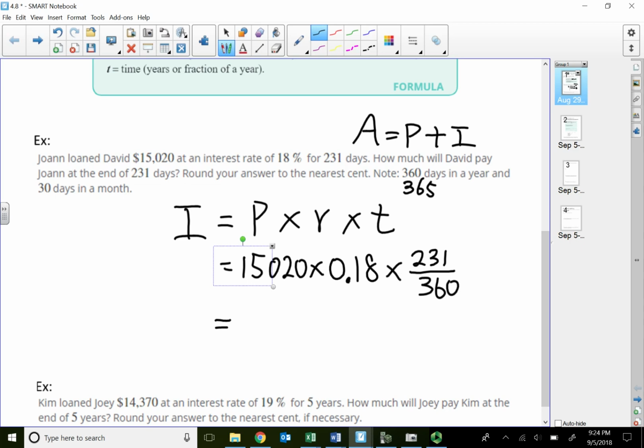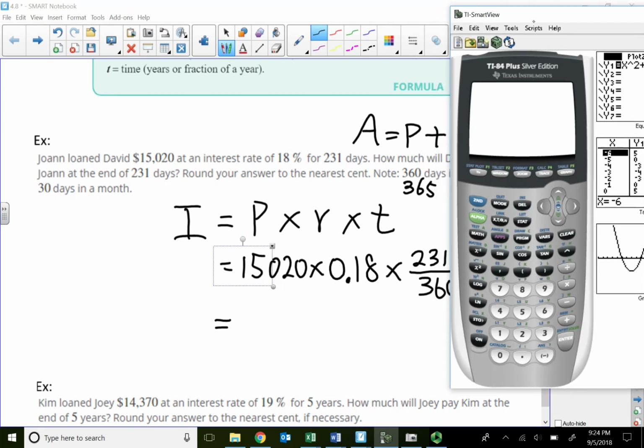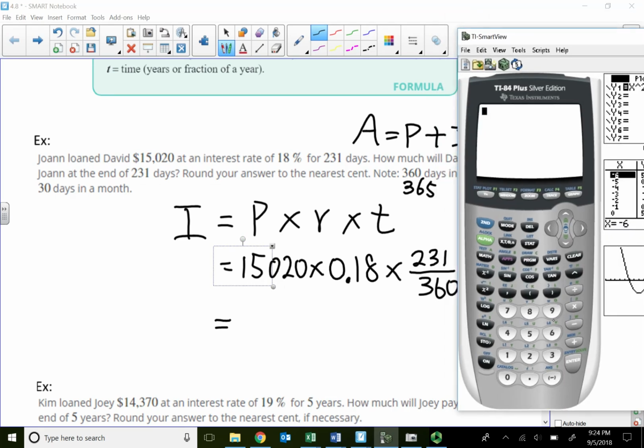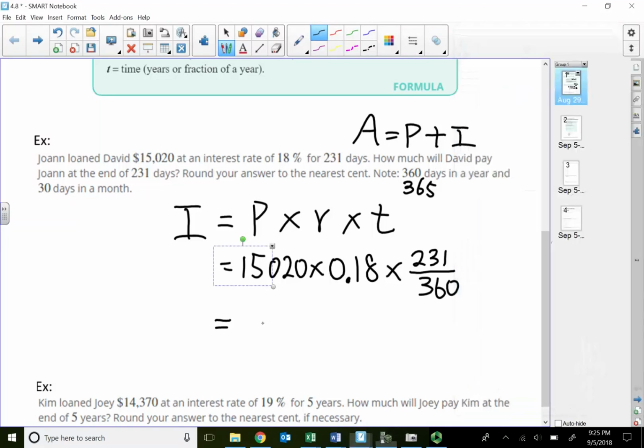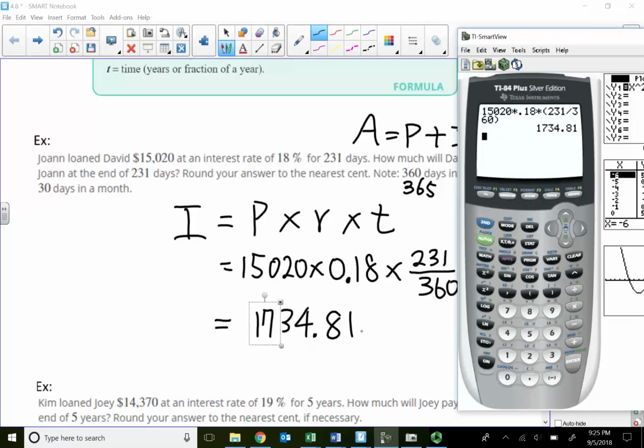All right, so let's put this in the calculator real quick, and we will see what the interest is going to be. So 15,020 times 0.18 times, parenthesis, right? Fractions, always put them in parentheses. 231 out of 360. So the interest David will pay, and money is always rounded to the nearest hundredth, is $1,734.81. All right, so this is the interest that David will pay.